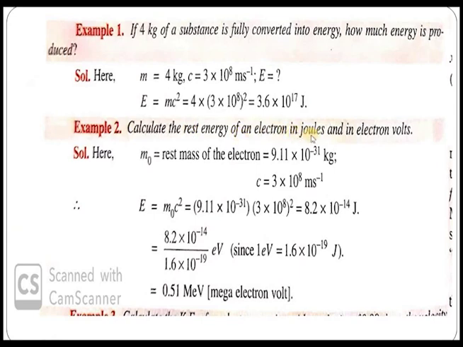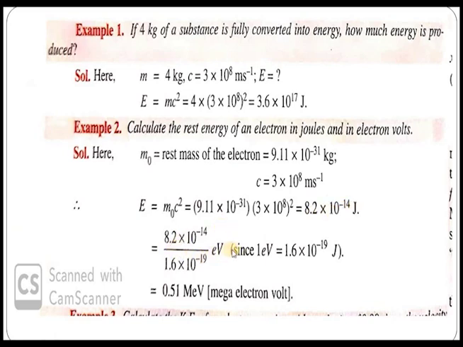Calculate the rest energy of an electron in joules and in electron volts. The equation for rest energy is m0 c². The rest mass of an electron is already known: 9.1 × 10^-31 kilogram. c is 3 × 10^8 meters per second. So the rest mass energy in joules will be just the multiplication of these quantities, which yields 8.2 × 10^-14 joules.